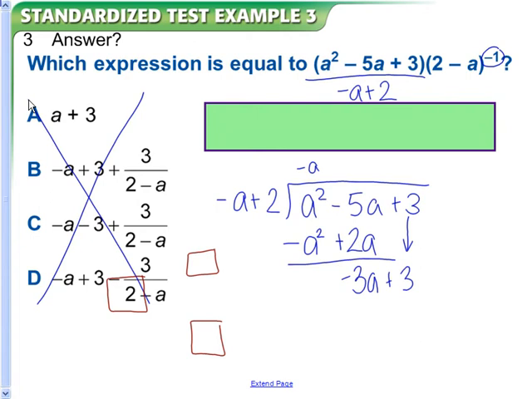Bring down the 3 plus 3. Okay, so now what do I put up on top again? What times negative a equals negative 3a? That would be positive 3. So positive 3 times negative a is negative 3a. Positive 3 times positive 2 is positive 6. Draw the line, change the signs. And this time I get negative 3.